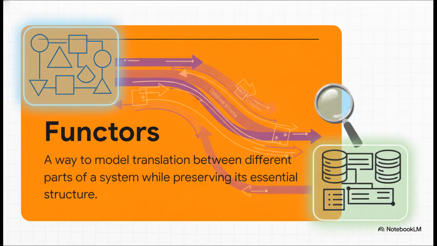So once you have these cleanly defined parts, you need a reliable way to connect them. That's where functors come in. A good way to think of a functor is as a kind of safe translator. It lets you map one part of your system to another, like a domain model to a database schema, while guaranteeing that the core structure is preserved. It's how you build up a complex system from simple, verifiable pieces without things getting out of control.